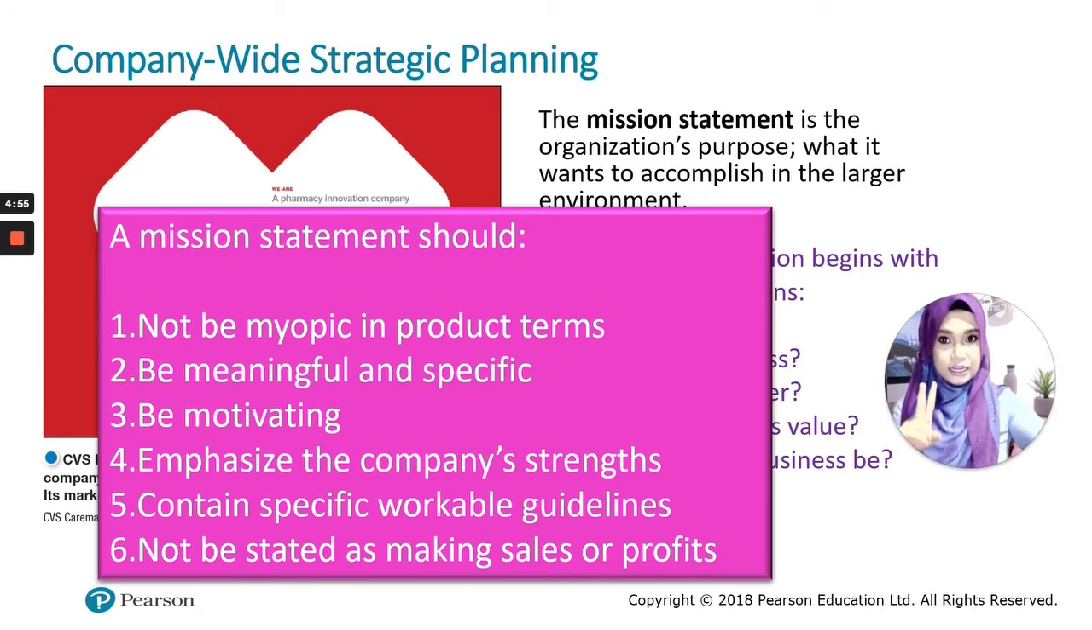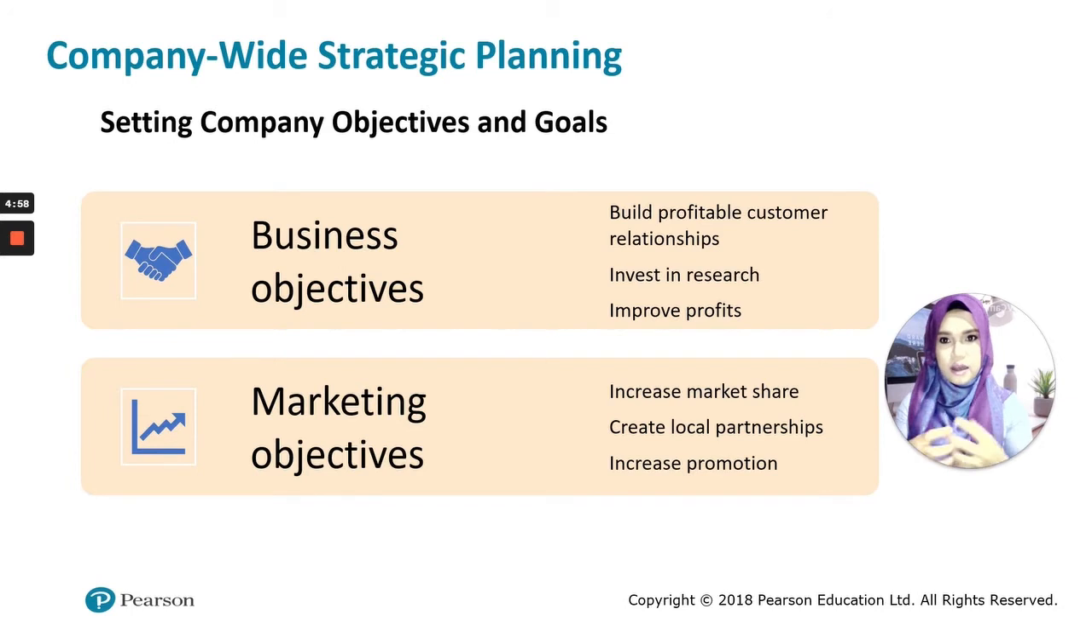So the second step is to set the company objectives and also the goals. Business objectives are very much related to marketing objectives, and marketing objectives must also be related to your business objectives. When you set your business objective, it can be to build profitable customer relationships, or to invest more in research and development of your products, or to improve profits. But this is just a business objective. In your marketing objective, you will support what the business objective is trying to achieve.